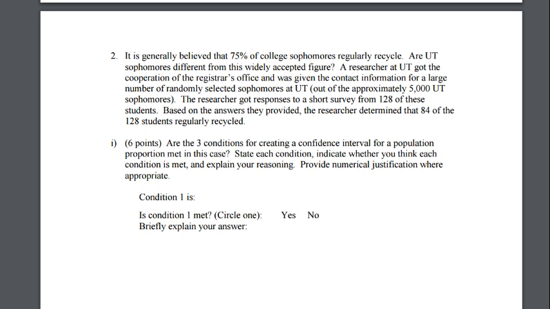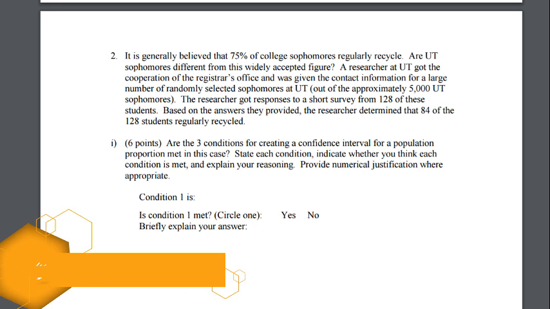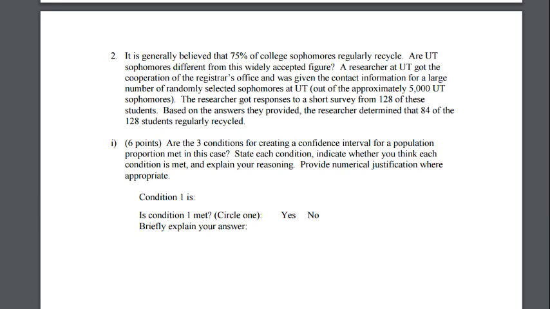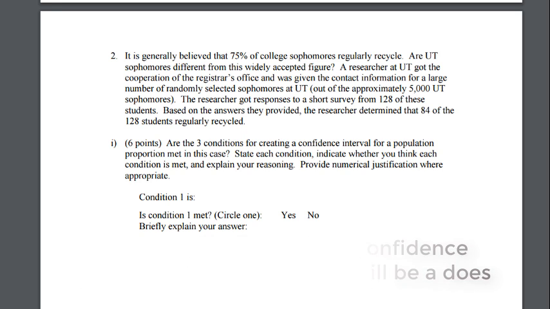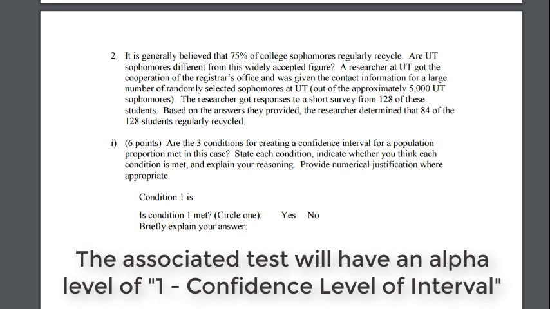The second question deals with proportions, so it is a chapter 16 and 17 question. It has both hypothesis testing and confidence intervals and focuses on the link between hypothesis testing and confidence intervals. In this question, you will show how a test can be performed with a confidence interval. Make sure to note that when we perform a test using a confidence interval, it is a two-sided test, a does not equals test, where the alpha level is 1 minus the confidence level. You'll see that here in this question.